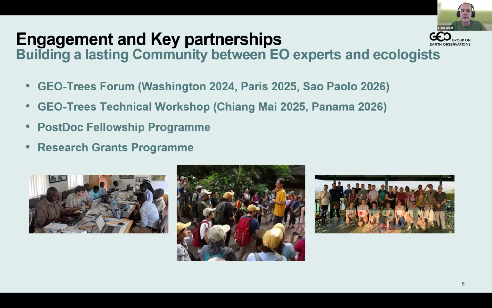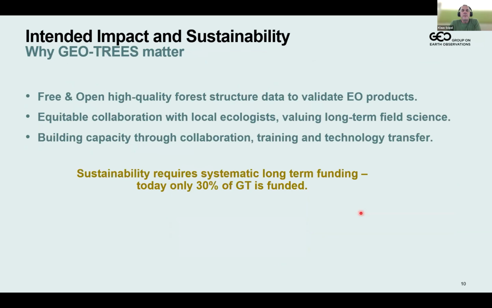We also set up a postdoc fellowship program. At the moment we have 3 postdocs supporting the program, and we have a research grant program where site PIs can apply with specific research questions, relevant for their site, for a limited time, 3 months or 6 months, where we support them also financially.